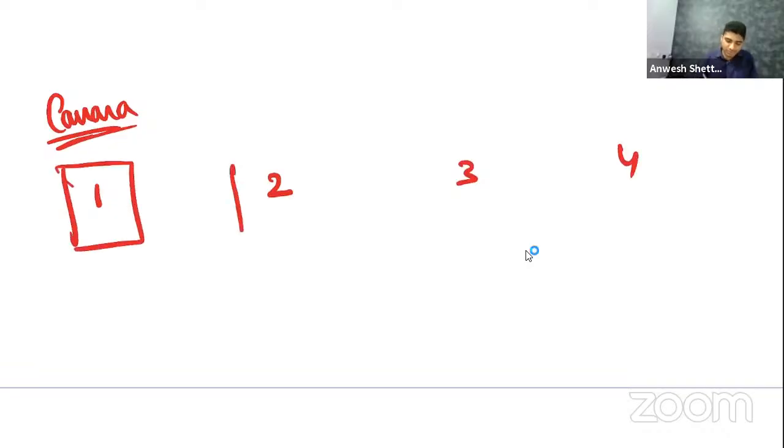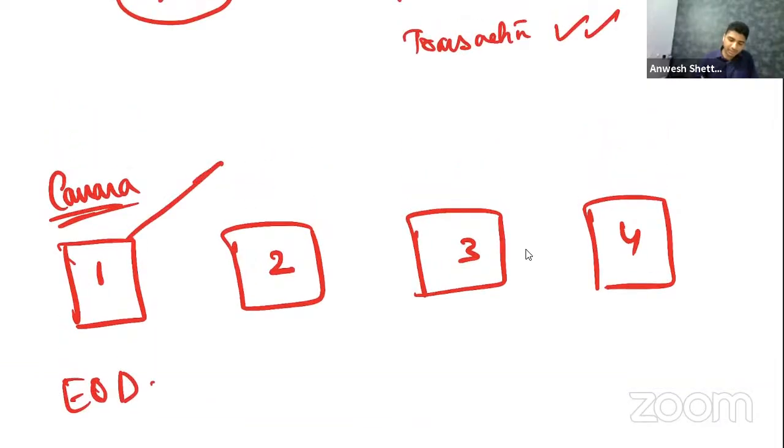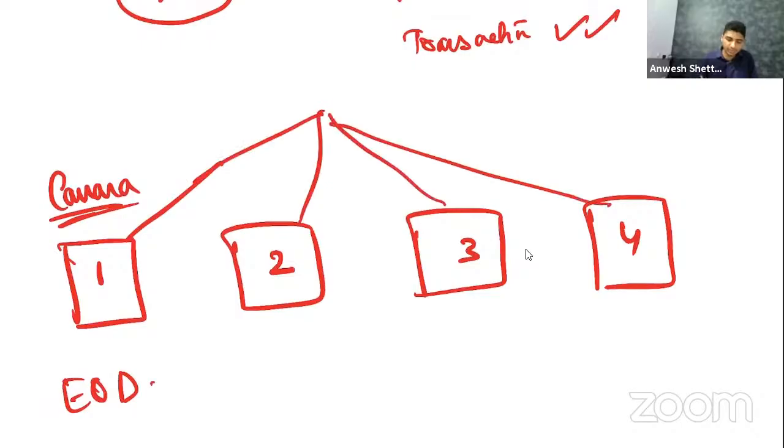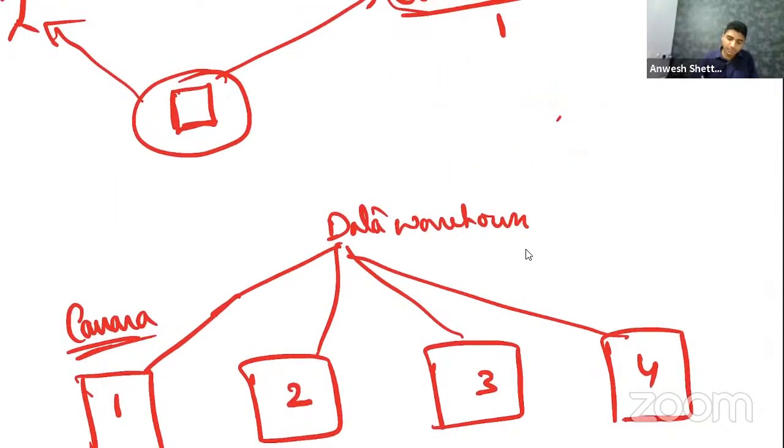earlier days, what would happen is, let us say a bank, which bank? Let us take Canara Bank. Now, Canara Bank had, let us say, branch number 1, branch number 2, branch number 3, branch number 4. Now, all these branches have their own software, okay? And they would enter all the details. At the end of the day, what they would do is they would send all the transaction details to the data warehouse. And this data warehouse was connected to what? It was connected to the central server.